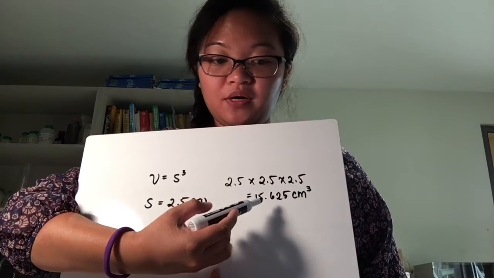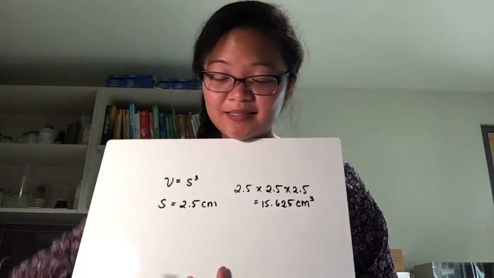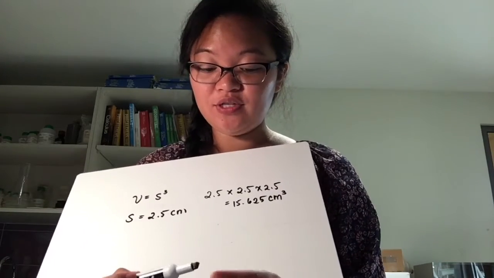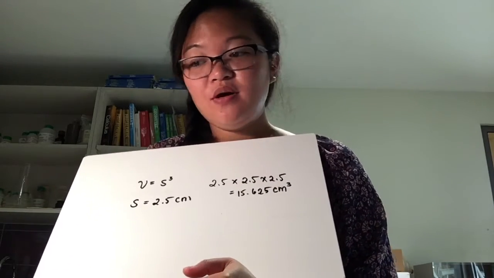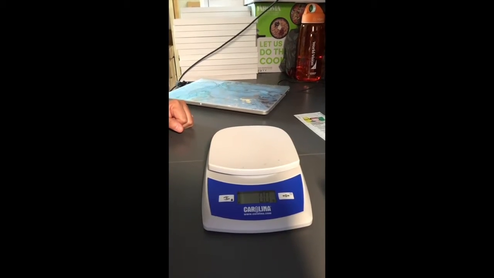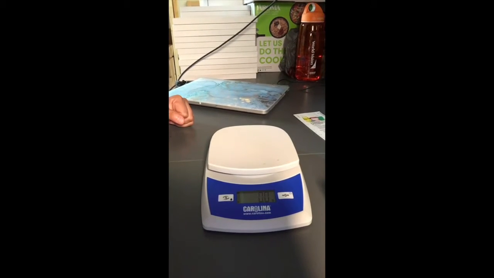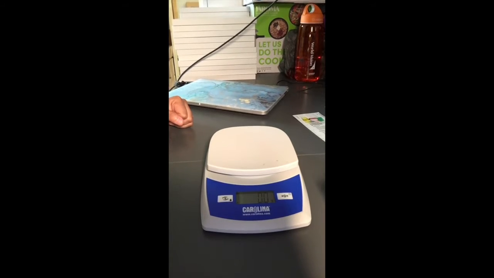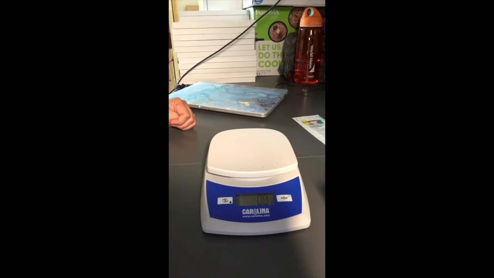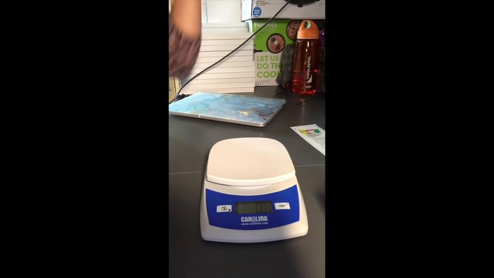Now we're just going to go and get our masses, that way we can continue and figure out our density. We're going to get the mass of each of the objects. The unit of measurement will be in grams. I apologize if it's a little shaky. I don't have a stand, so I'm using my hand to stabilize the camera. All right, let's do this.